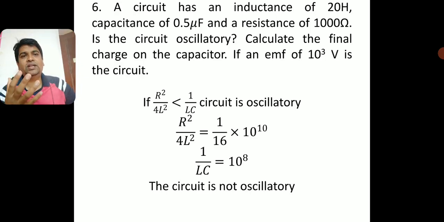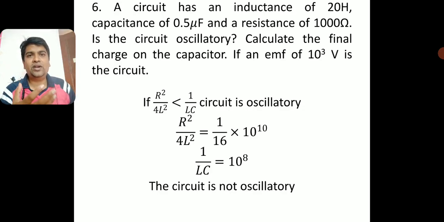This shows that R square by 4L square is greater, in fact. Then it is clear that the circuit is not oscillatory, because the condition R square by 4L square less than 1 by LC is not satisfied with the given data. So one clear conclusion we got is that the circuit is not oscillatory.